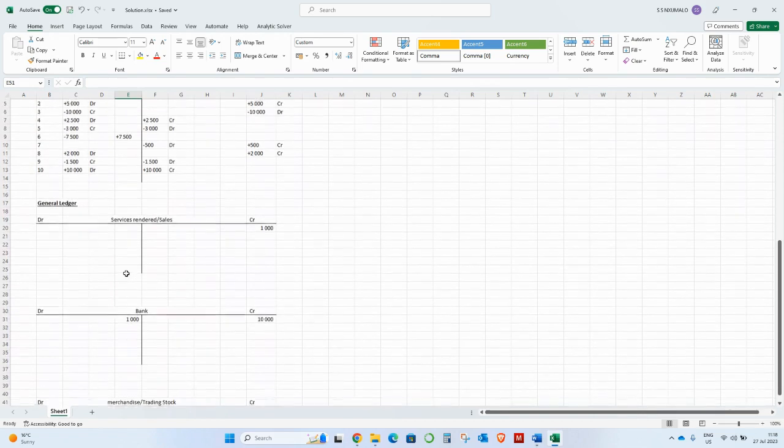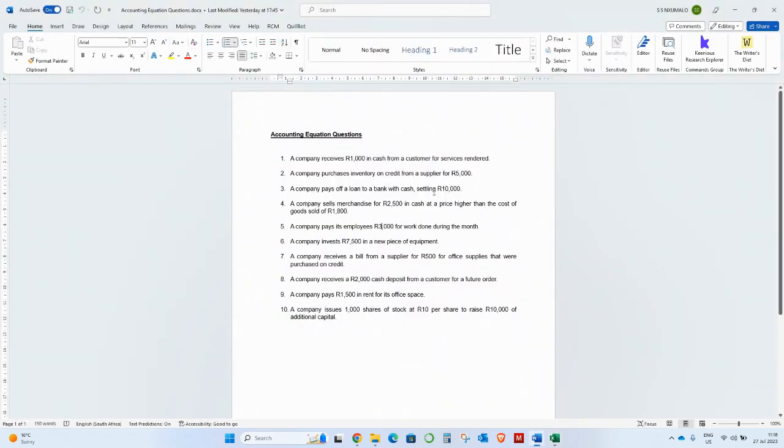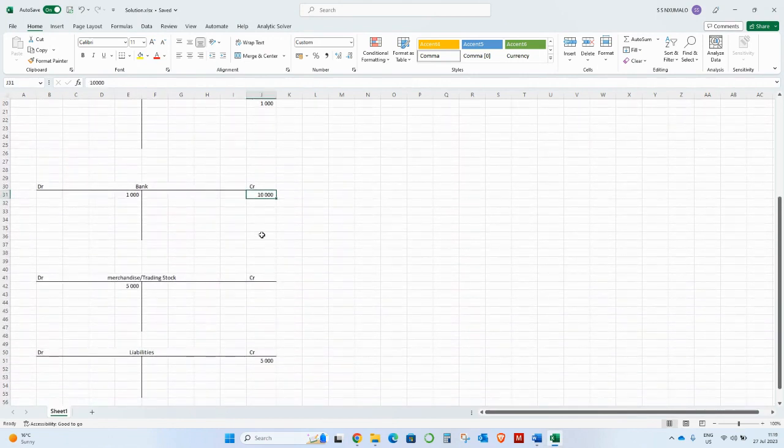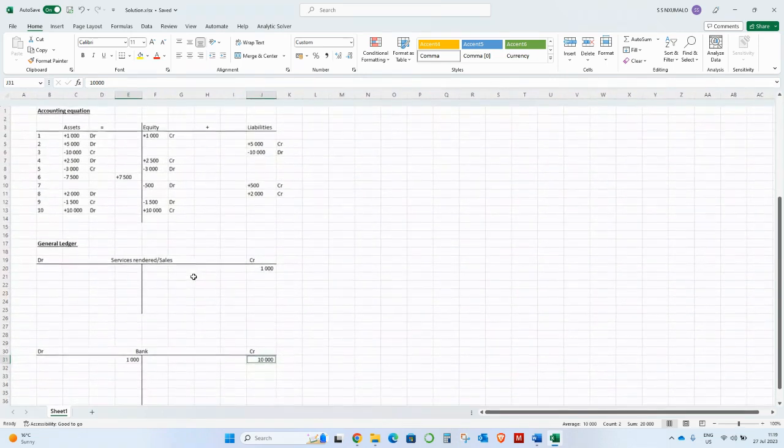So we repaid one of our loans, which was 10,000 that we were owing. So when we repay a loan, we then credit our bank because the bank is losing money, and then our liabilities decrease on the debit side, right? So this one goes with this one, so you have both debit and credit. So you're done with this one.